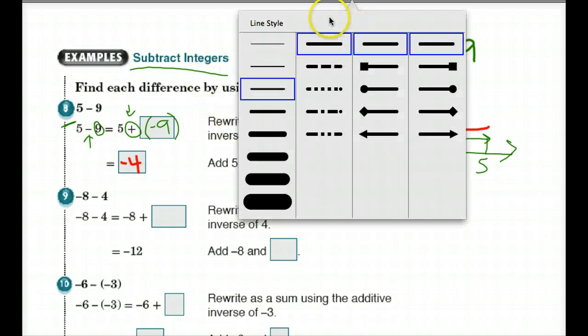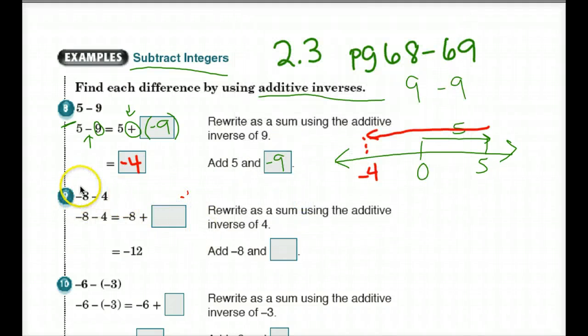All right, next one, number 9. Again, we're finding using the additive inverse. So negative 8 minus 4. We're rewriting as a sum using the additive inverse of 4. What is the additive inverse of our positive 4? Again, it's going to be negative 4. So we add negative 8 and negative 4.